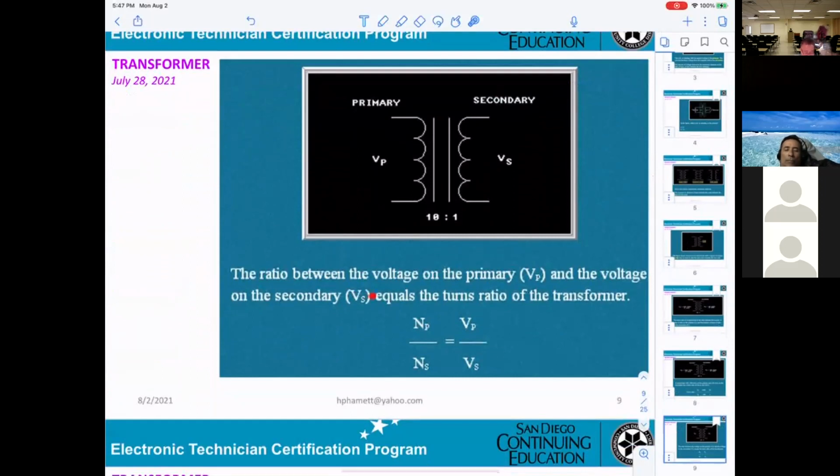The ratio between the voltage on the primary, VP, and the voltage on the secondary, VS, equals the turn ratio of the transformer. So NP over NS equals VP over VS. From this formula, if you have the number of turns and the voltage at the primary, then you are able to calculate the voltage for the secondary. Okay?